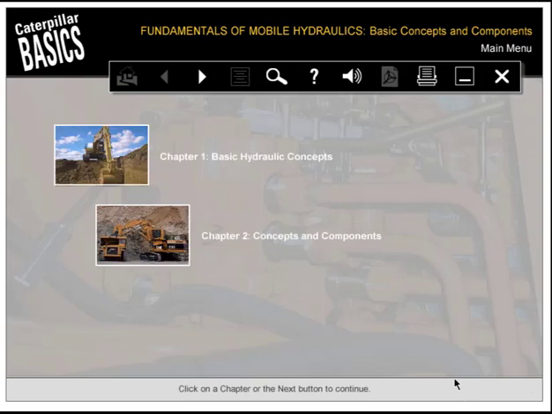This course is an introduction to mobile hydraulic systems. You'll learn how these systems work and why they're used on Caterpillar machines. Completion of this course will prepare you for Level 3 courses on hydraulic systems for specific Caterpillar machines.